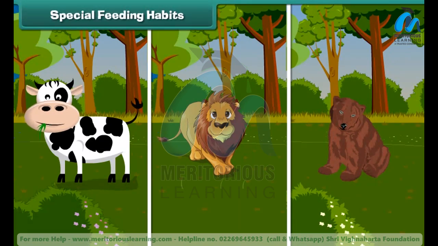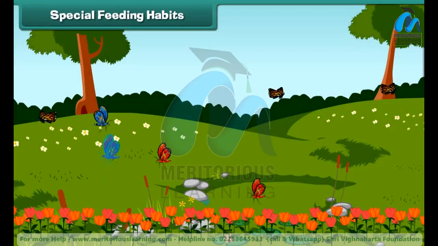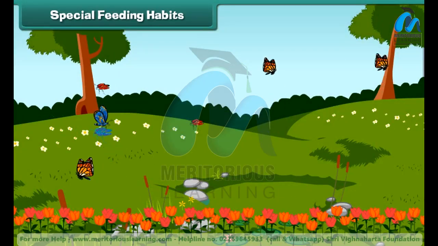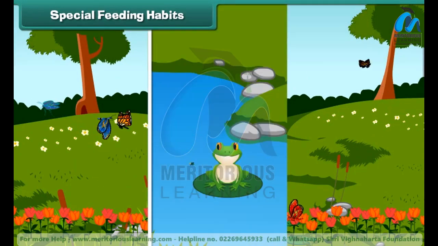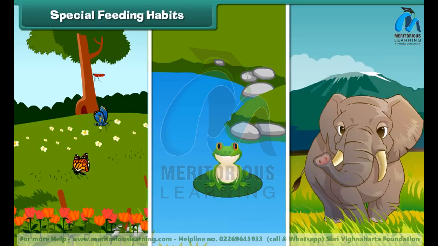After having knowledge of the general eating habits of animals, let us now learn about the special feeding habits of animals. In fact, some animals eat their food in very special ways. For example, a butterfly sucks nectar from flowers with the help of a long tube present in its mouth. Frogs have a sticky tongue to catch insects, while elephants use their long trunk to detach tree leaves.